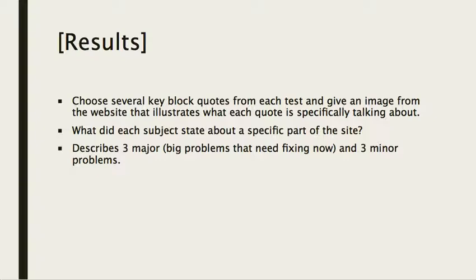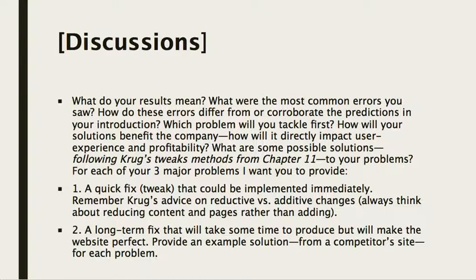What did each subject state about a specific part of the site? And in this case, it's going to be the subject because everyone's only going to test one. And then describe 3 major problems that need fixing right now, and then 3 minor problems. And then in discussions, what do your results mean? What were the most common errors you saw? How do those errors differ from or corroborate the predictions in your introduction?